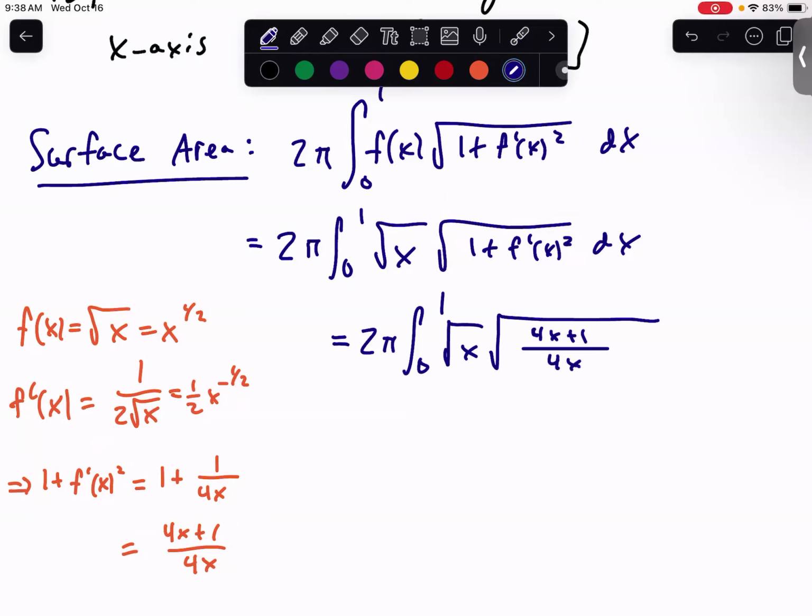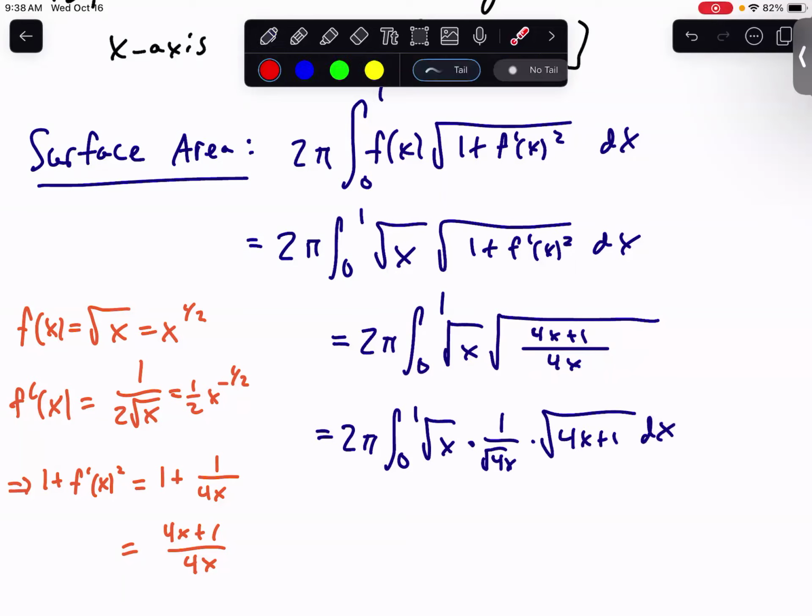So it doesn't really do a lot in terms of canceling out the square root, but it does have another role, in the sense that we can bring the square root of 4x out of the larger square root. What I'm saying is the following. This is 2 pi times the integral from 0 to 1 of the square root of x multiplied by 1 over the square root of 4x, and then this is multiplied by the square root of 4x plus 1 dx. I'm just rewriting this square root as a product, taking the 1 over 4x outside of the larger square root.